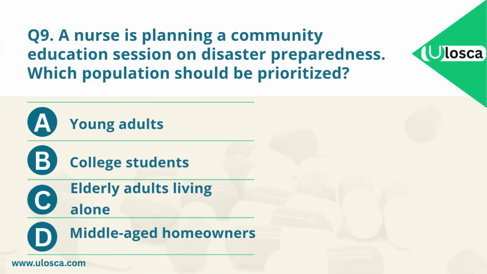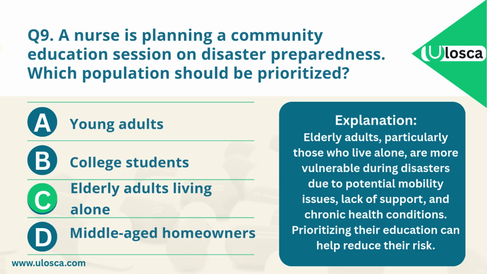The correct answer is C. Elderly adults living alone. Explanation. Elderly adults, particularly those who live alone, are more vulnerable during disasters due to potential mobility issues, lack of support, and chronic health conditions. Prioritizing their education can help reduce their risk.